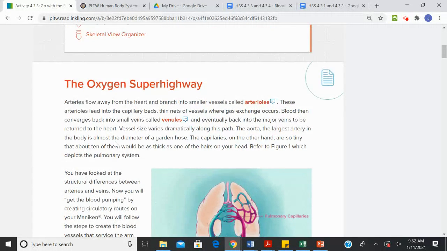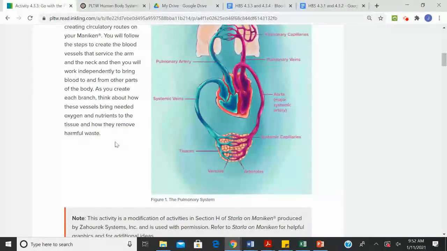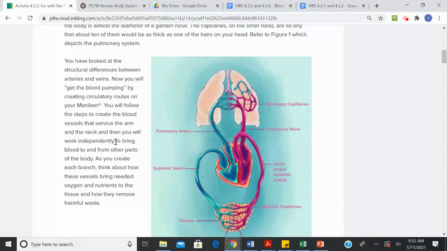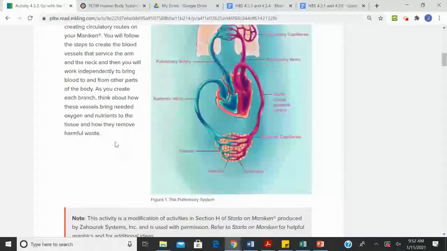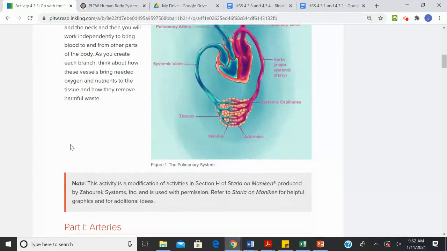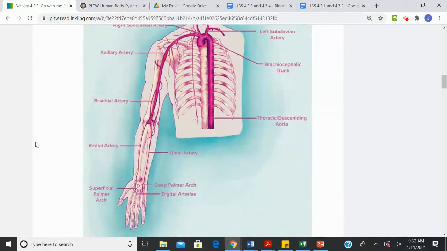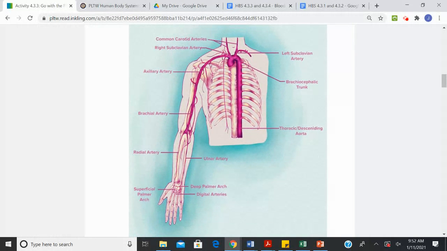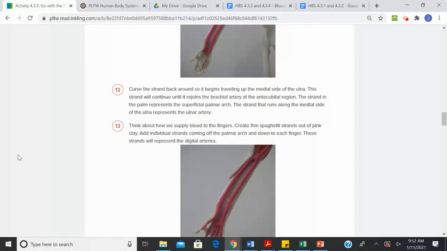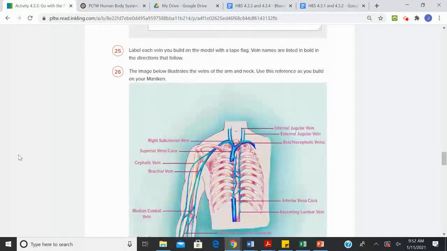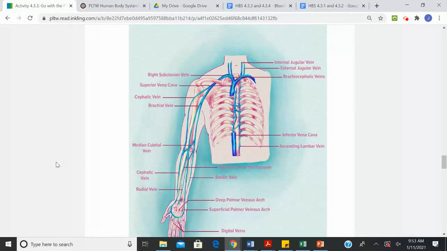All right. So if you think about the differences between arteries and veins now, you should hopefully understand a little bit about that. So instead of building on the mannequin, you're doing some drawings of the different arteries. So this diagram, you're going to draw many of these arteries, many but not all, and then many of these veins. So let me explain which ones you're going to do.